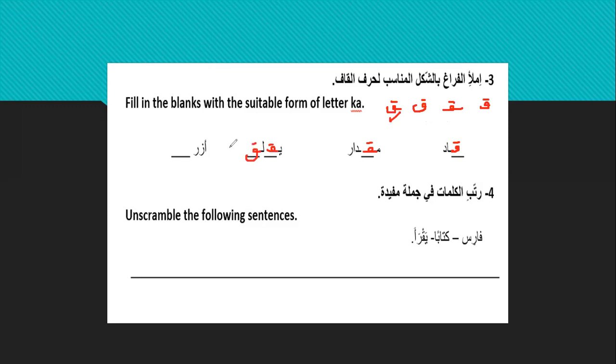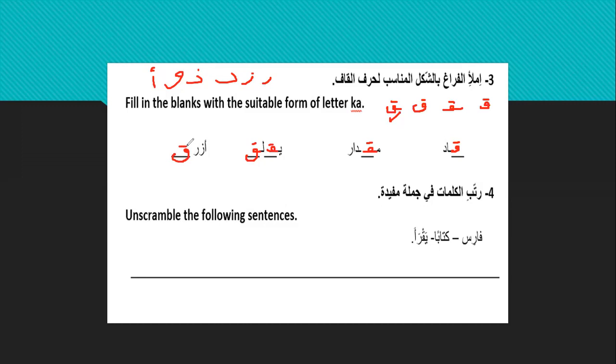As I said yesterday. Now, azra, here we have ra. Ra, za, dal, thal, waw, alif cannot be linked to the letter after it. So definitely I'm going to choose this. Look how do you draw it. We start from here, a little bit above the line, a circle, and then I go below the line, okay? This is azraq, okay? So here we filled in the blanks with the suitable form of letter Qa.